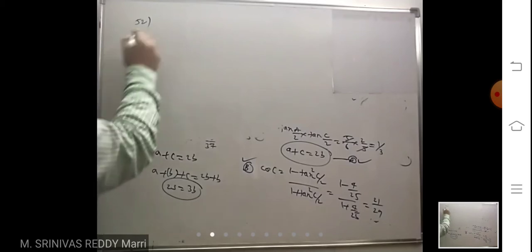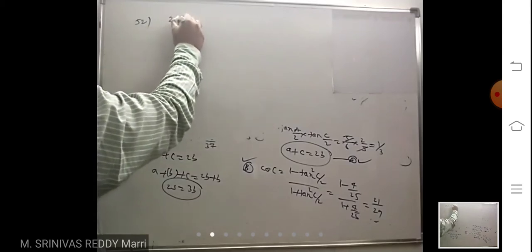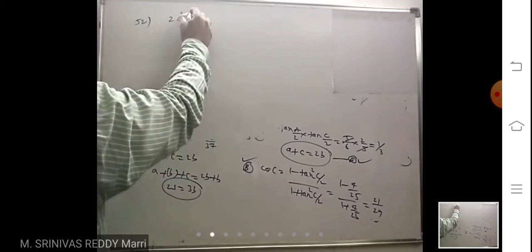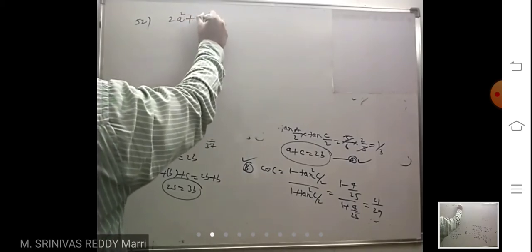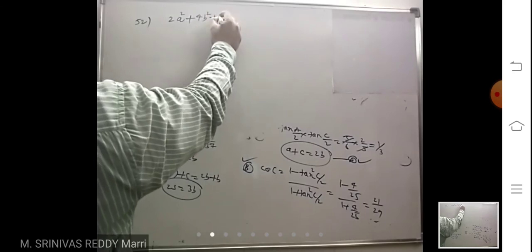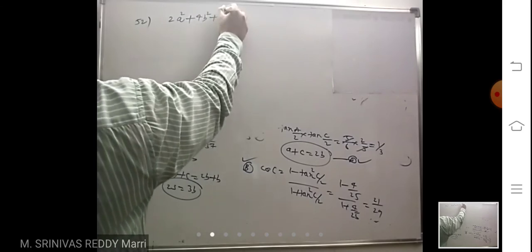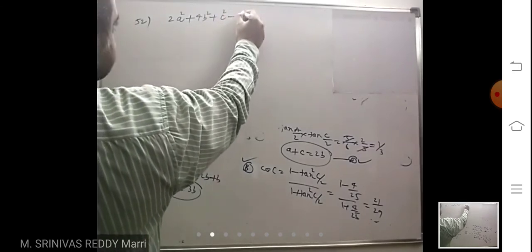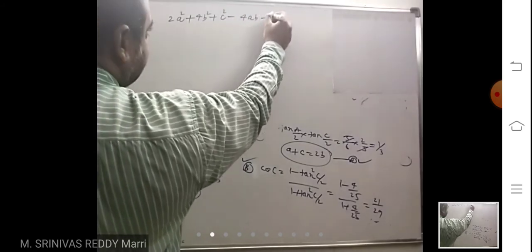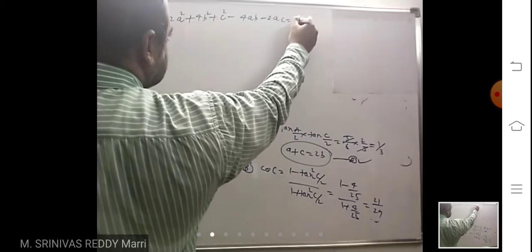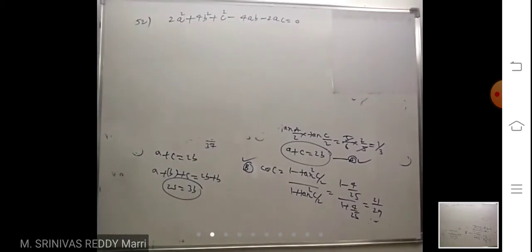Given a relation: 2a square plus 4b square plus c square, bring this side, the term bring this side, minus 4ab minus 2ac. So these type of relations you have to convert into perfect square.